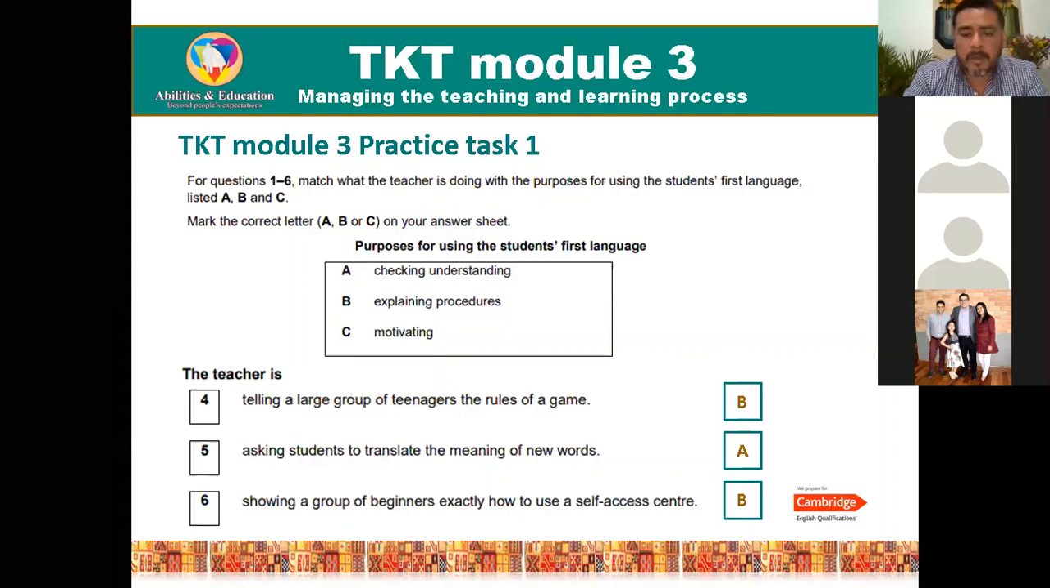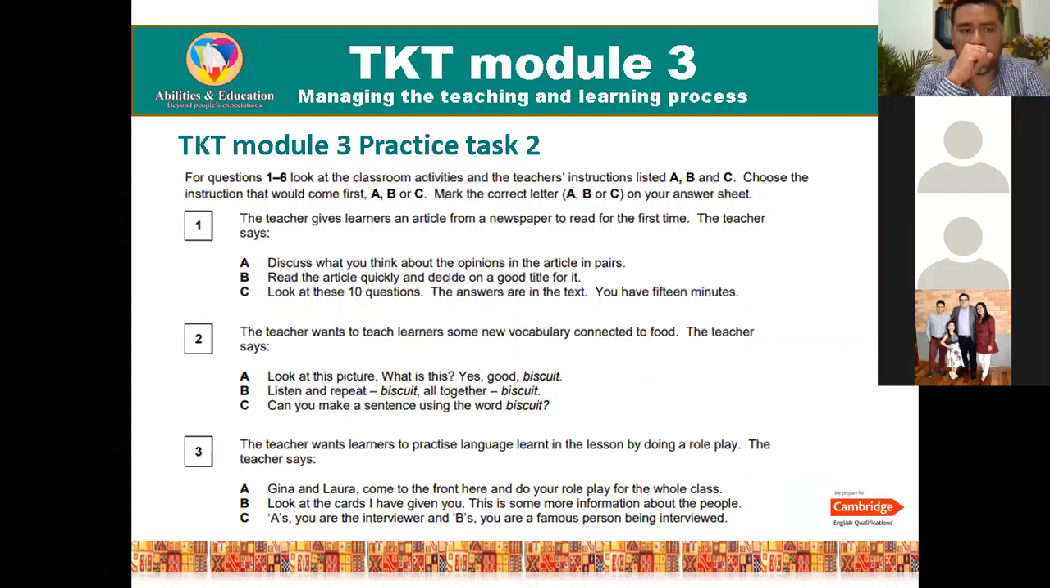Here is another task. I want you to imagine this classroom situation. For questions 1 to 6, look at the classroom activities and the teacher's instructions, A, B, and C. Choose the instruction that would come first. Imagine this is happening in the classroom. You have to read A, B, and C, and imagine which of these three things, A, B, or C, you would do first.